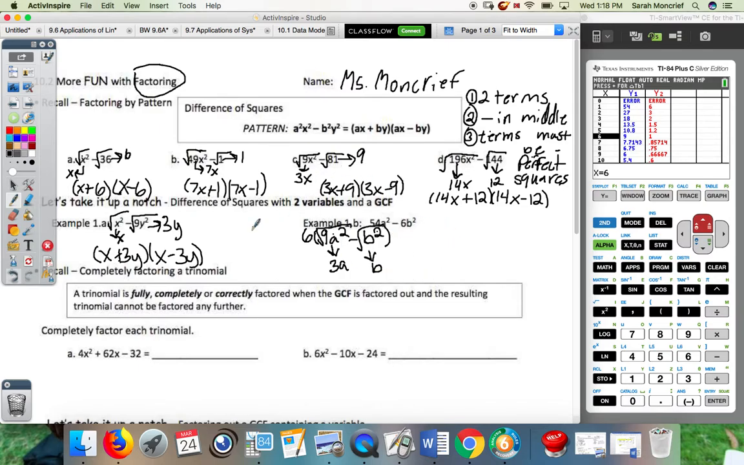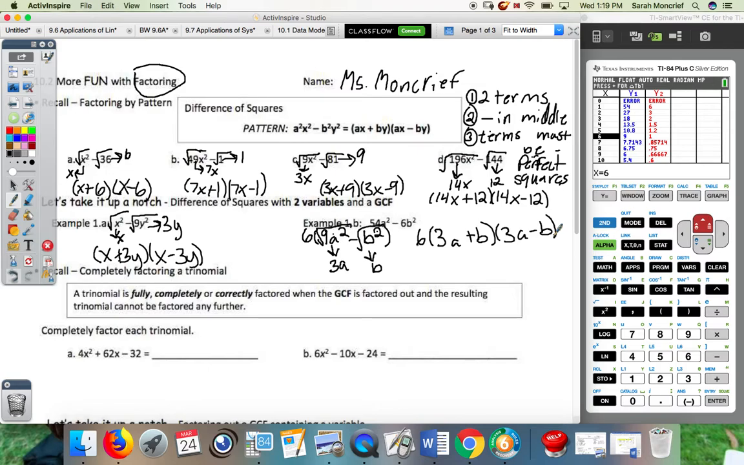So that means we'll still have our GCF, 6 times 3a plus b times 3a minus b. And there you go. You learned how to factor difference of squares with multiple variables and a GCF. Isn't that cool? I think it's cool. You'll think it's cool too.